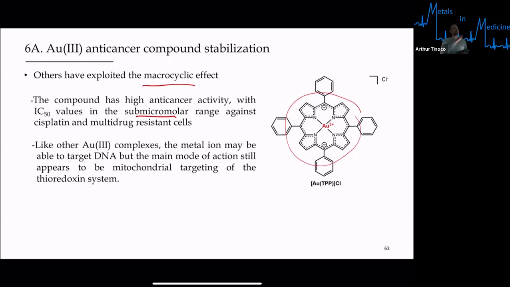All right, so like other gold-3 complexes, the metal ion may be able to target DNA, but the main mode of action still appears to be mitochondrial targeting of the thioredoxin system. So even if the metal has the capability of acting like platinum, it still seems as though the primary mechanism of action of the gold, even as gold-3 or maybe reduced ultimately to gold-1, is to target the thioredoxin system, just like we saw with the previously proposed mechanism of action.